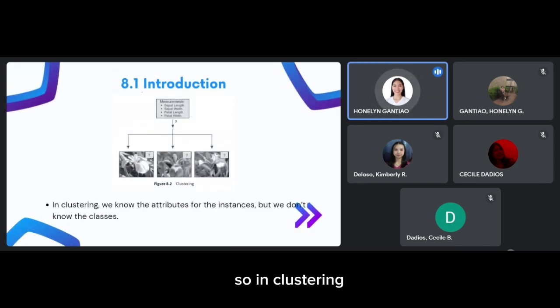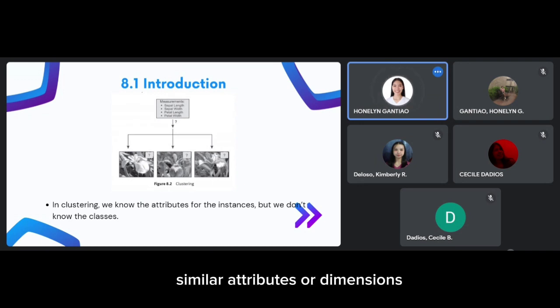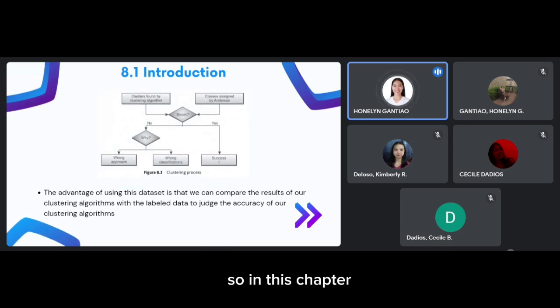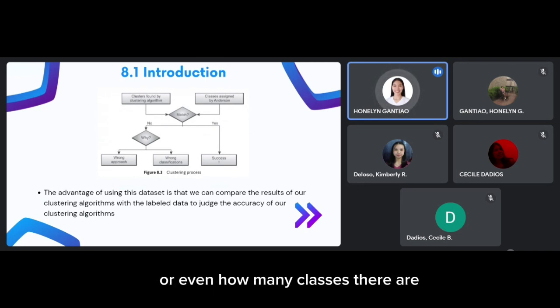In clustering, we know the attributes for the instances, but we don't know the classes. For example, we know the flower dimensions for examples of the iris dataset, but we don't know what classes exist, as shown in figure 8.2. Therefore, our goal is to group instances into clusters with similar attributes or dimensions and then identify the class. In this chapter, we will learn what happens if we don't know what classes the samples belong to, or even how many classes there are, or even what defines a class.